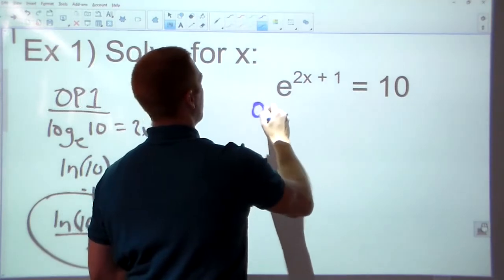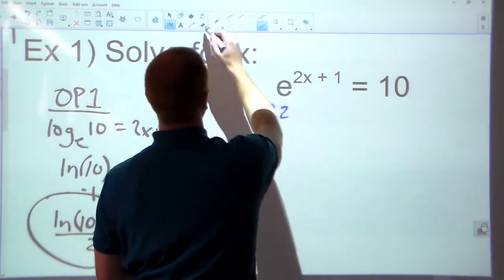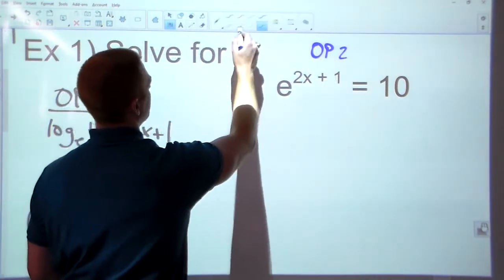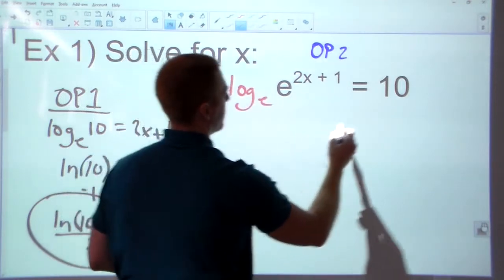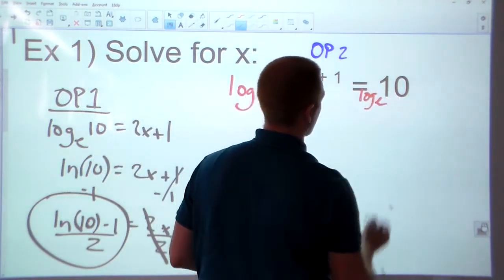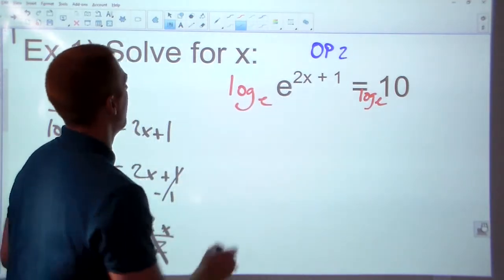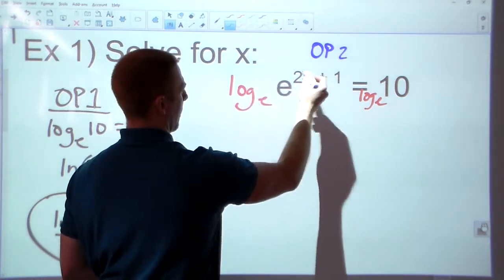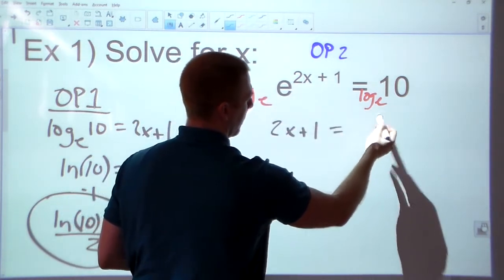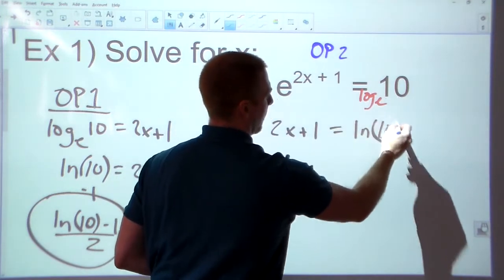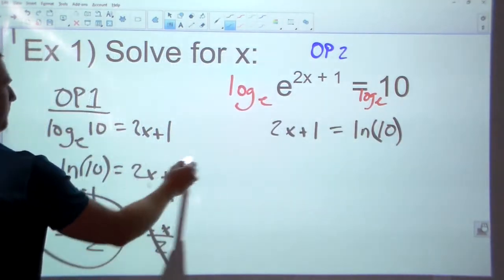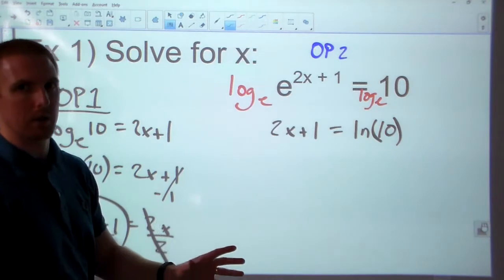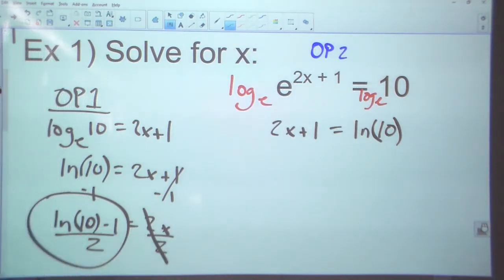Option 2 is to take the log of both sides. So knowing that it's log base e, and I can do whatever I want as long as I do it to both sides. This could be a little cramped, but I'm taking log base e, or natural log, of both sides. What that's going to do, the log base e of e goes away, and all you're left with is 2x plus 1. And then over here, you're taking log base e of 10, so you have natural log of 10. And that takes us right back to this point. So from there, the work will be exactly the same. It's up to you. Whatever process makes more sense to you, that you prefer, I really don't care as long as you get the job done.